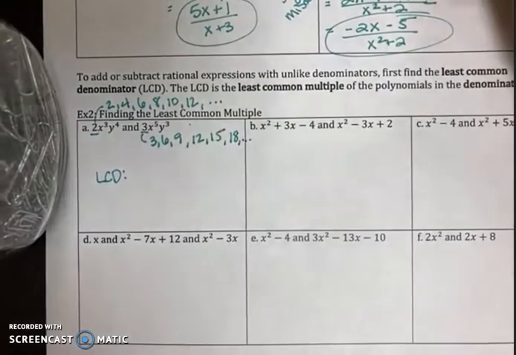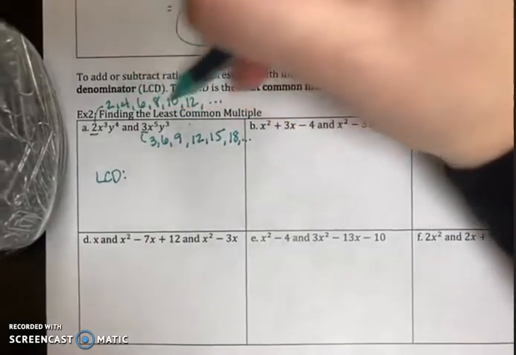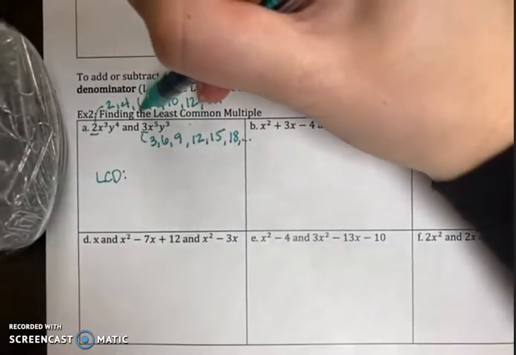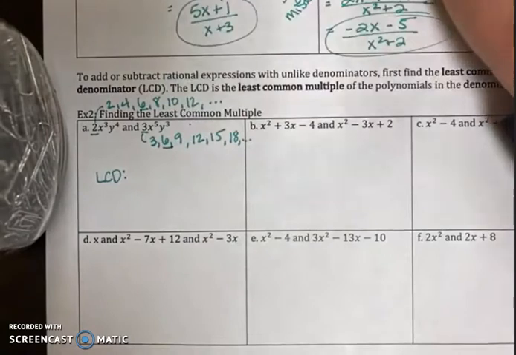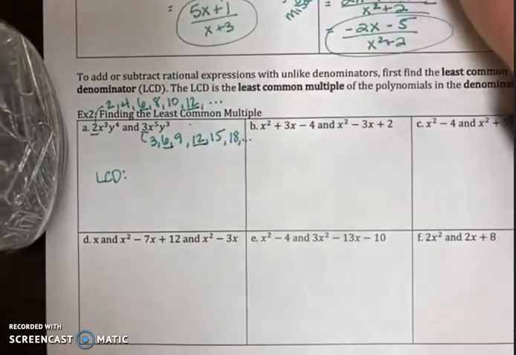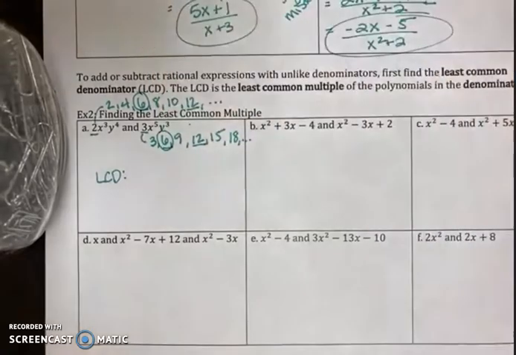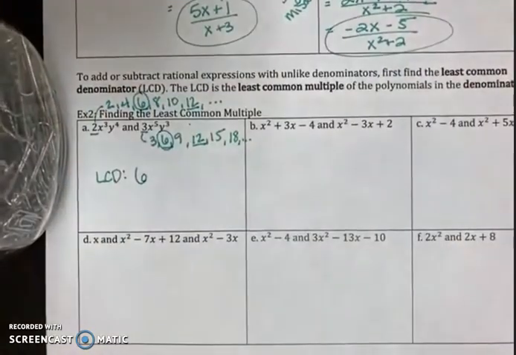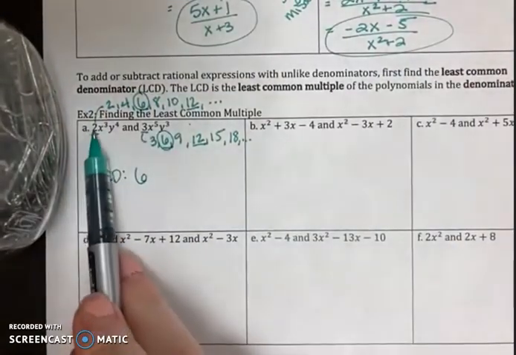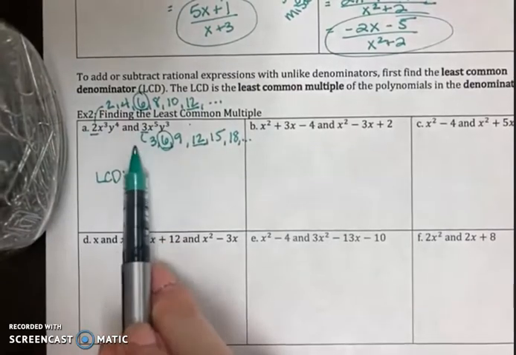If I want to identify the least common denominator, that's the smallest multiple that they share. So if I take a look, a common multiple would be 6, and a common multiple would also be 12. Now I want to pick the smallest one. That's why it's called the least common denominator. So I actually will want to use the 6. Because I'm going to end up multiplying the 2 by a 3 to get 6 and the 3 by a 2 to get 6.